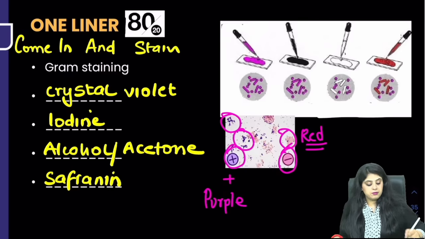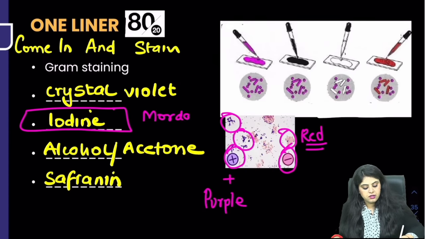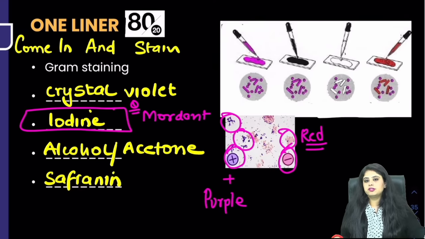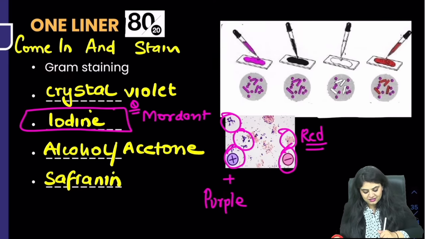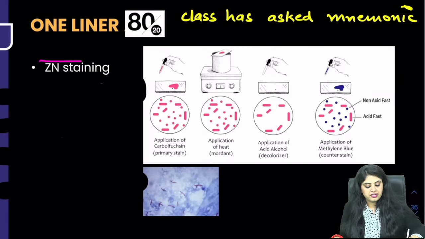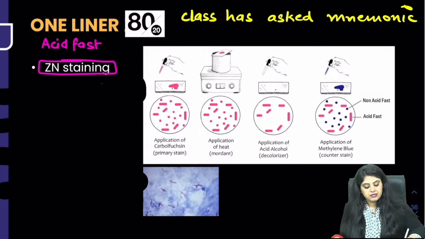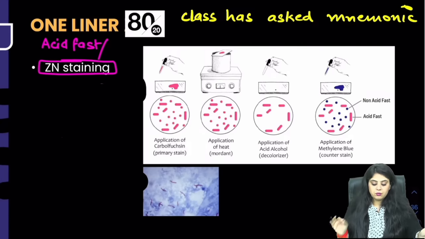The question that came in the previous year was that iodine is the one that is used as a mordant. So after gram staining, you know the process. What is the next stain that I'm going to ask you? Class has asked mnemonic. It is the ZN staining. They will not write Ziehl-Neelsen, they will write acid fast staining. Same thing. Ziehl-Neelsen acid fast staining is the one that we have.